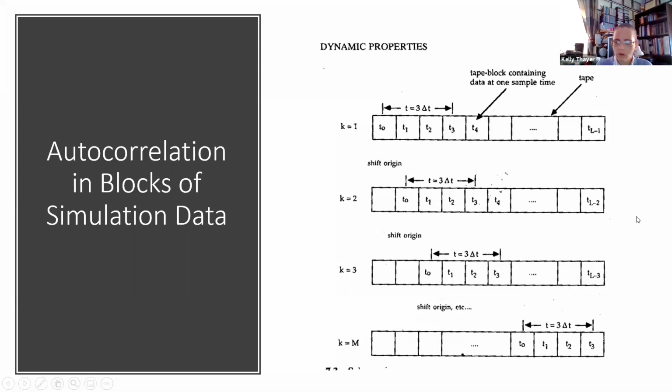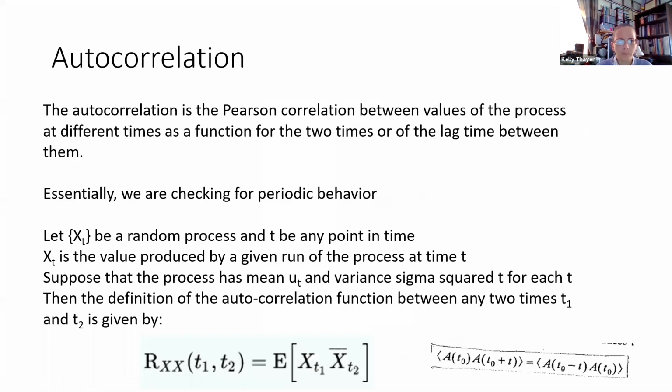So we can calculate whatever property of interest by doing exactly this. We can, of course, choose the delta t to be some other value. And in autocorrelation, we may in fact span several delta t's to find the one that works the best. The autocorrelation is simply the Pearson correlation between values of the process at two different times, as a function of the lag time between them.